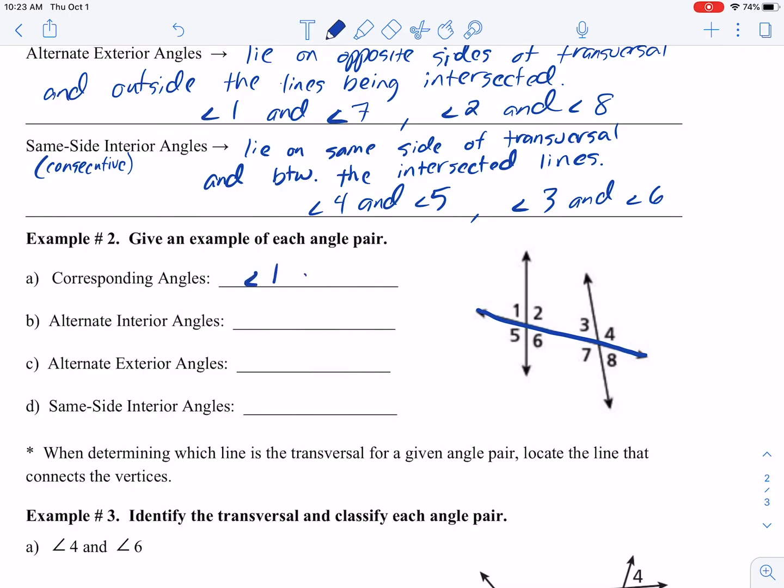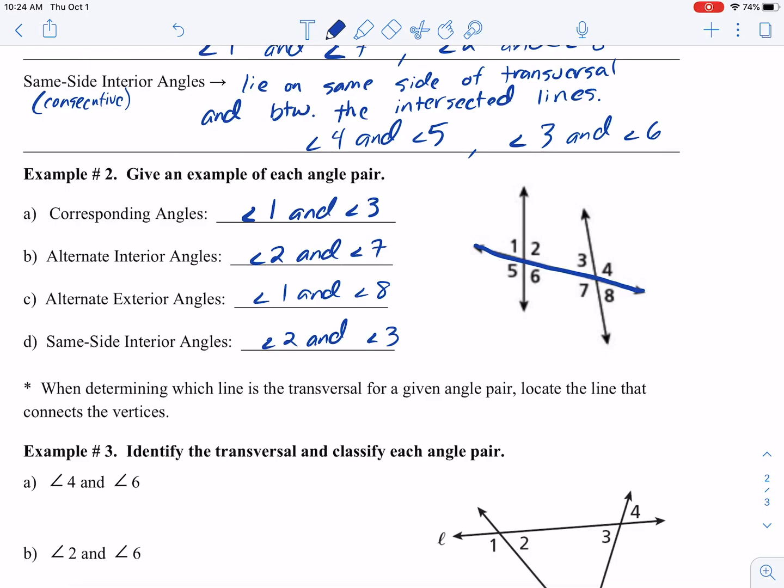Corresponding. 1 and 3 is an example of corresponding. Alternate interior. 2 and 7. Alternate exterior. You could have done 4 and 5, or 1 and 8. Same side interior, you could have done 2 and 3, or 6 and 7.